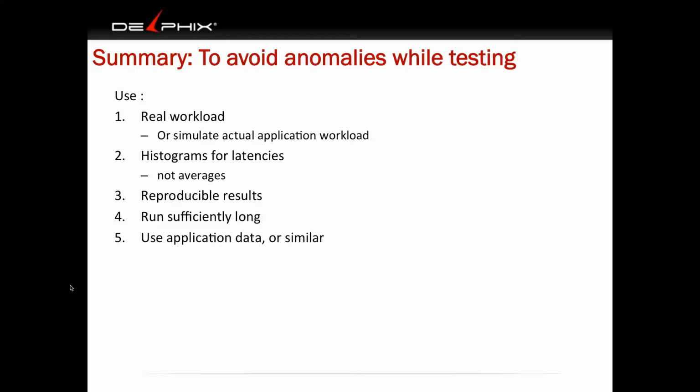If it's not reproducible, like if we're going faster and faster, that might be tiered storage. If it's going up and down, it's probably somebody else is using the infrastructure, whether it's the interconnect or the backend storage. We want our test runs significantly long that we can get stable data. And we want to use application data instead of just zeros.